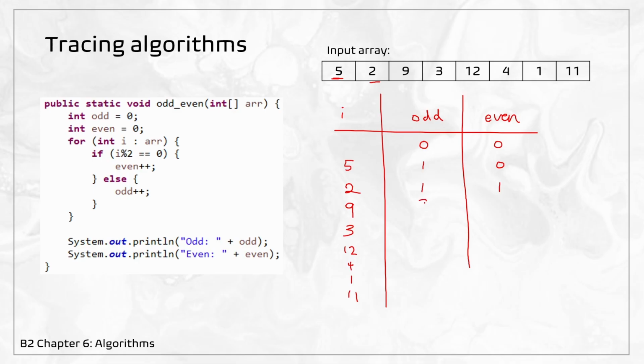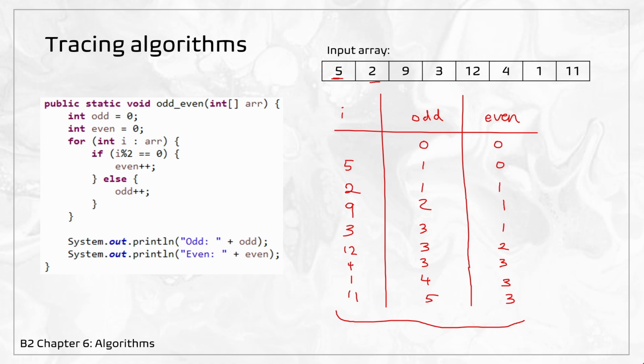So 9 is odd, so this increments. 3 is odd, so this increments. 12 is even, so even increments. 4 is even, so it increments here. 1 is odd, and 11 is odd. And there we go. This is our trace table for this algorithm over here.